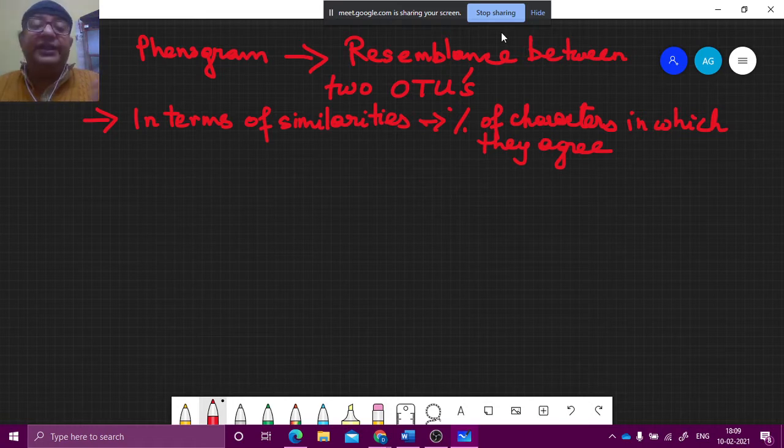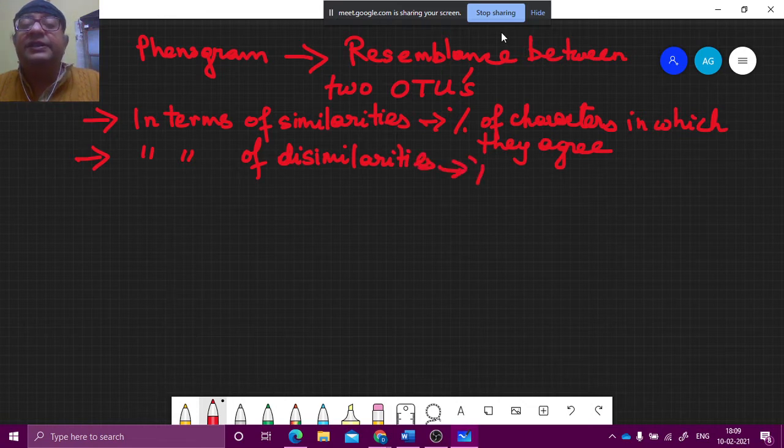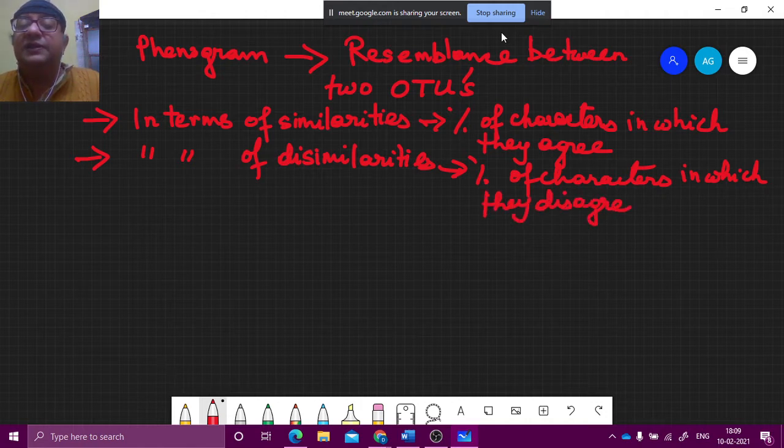That is their same characters, their similarities. And in terms of dissimilarities, it's the same. It's the percentage of characters in which they disagree. So there are basically 3 methods which have been devised.